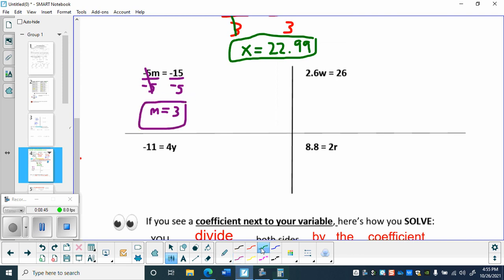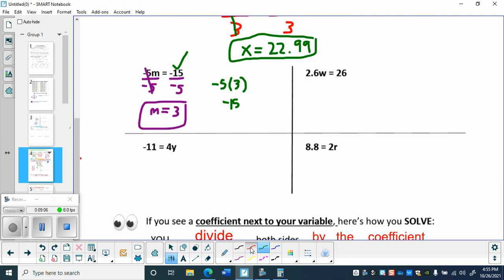Now, of course, we always want to check. This unit is all about solving and then checking. So to check, we just simply do what we did in our previous unit. We just simplify. We think m is 3, so I'm going to plug it in. Negative 5 times 3. And when I simplify this, I do get a negative 15, and that's exactly what we wanted, so we know we're good to go.